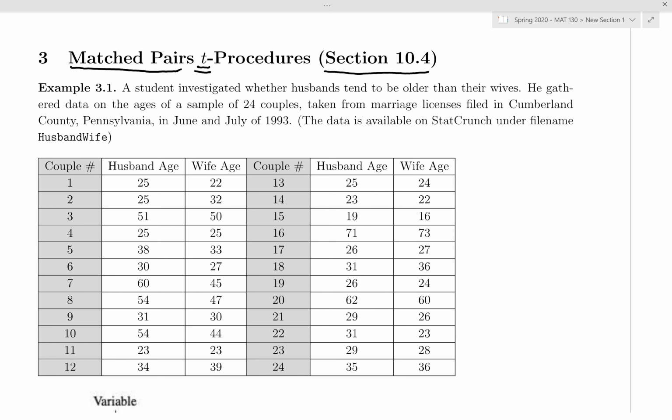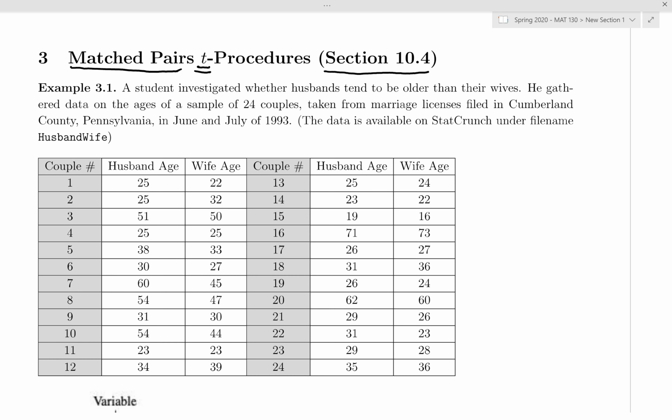Now, what we are going to do in this section is compare such means by using a paired sample, or what we call a matched sample. So what is a matched sample? Remember, in a matched sample, each sample is going to consist of one member from one population and a matched or corresponding member in another population.